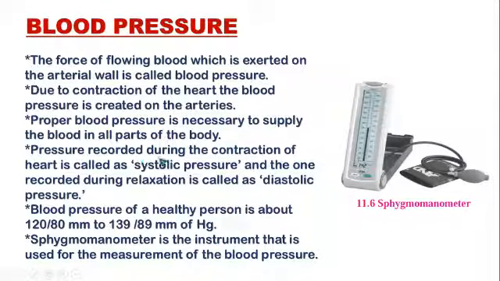Pressure recorded during the contraction of heart is called systolic pressure, and the one recorded during relaxation is called diastolic pressure. Blood pressure of the healthy person is about 120 by 80 millimeter to 139 by 89 millimeter of mercury. Sphygmomanometer is the instrument that is used for the measurement of the blood pressure.